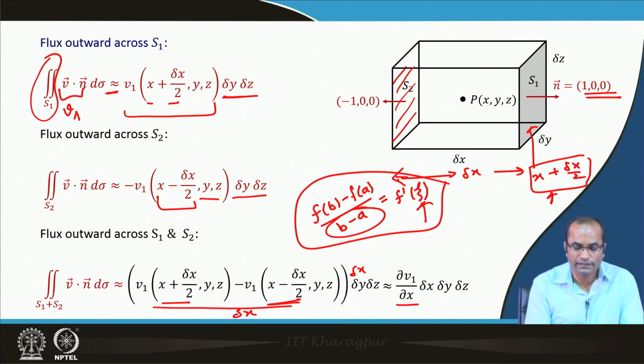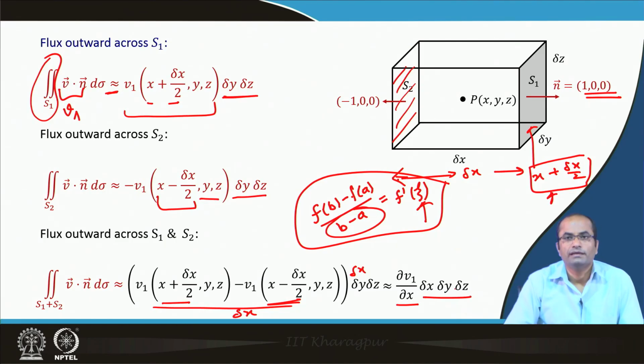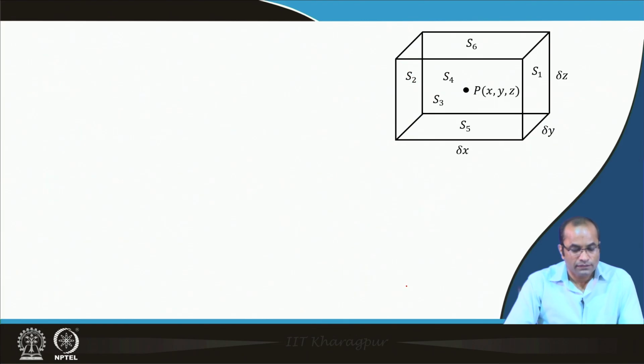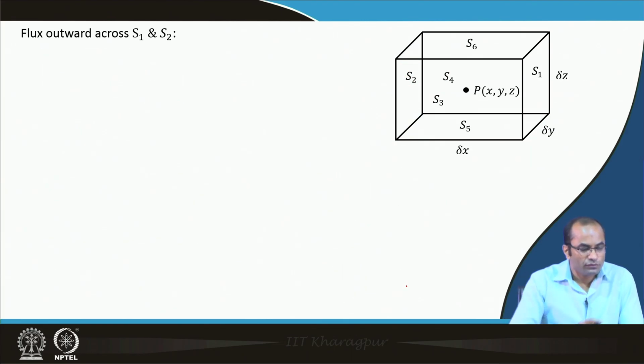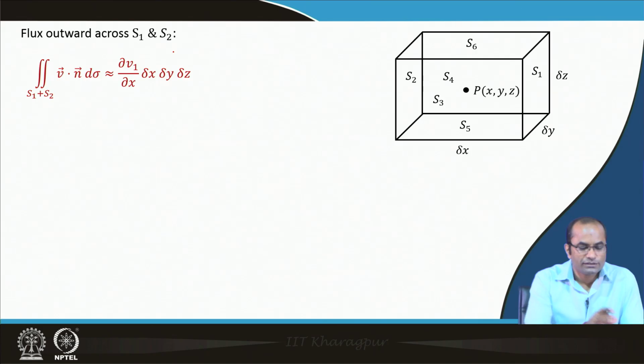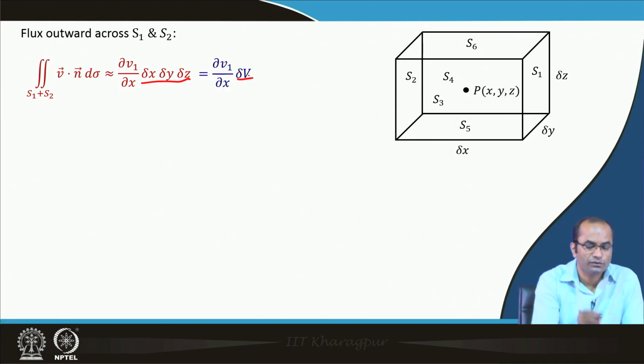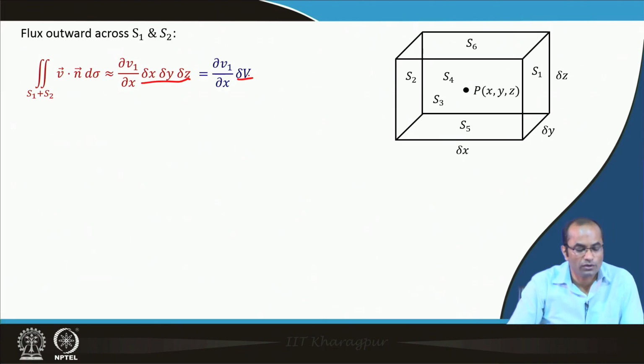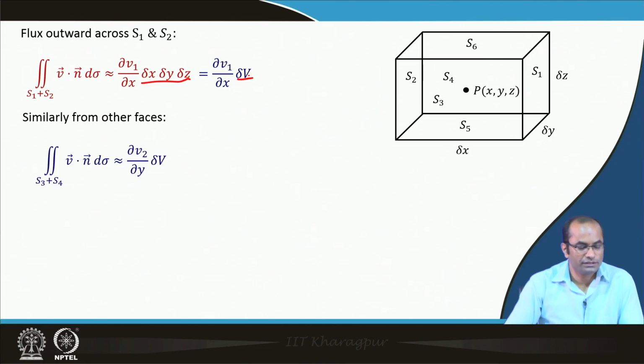So, we multiplied by delta x and divided by delta x. So, this is delta x, delta y, delta z multiplied by this partial derivative with respect to x. Now, moving next, we have the flux across S1 and S2. This is what we have computed. This delta x, delta y and delta z we can also denote by delta v, the volume of this box, and similarly from the other faces we can compute this easily.